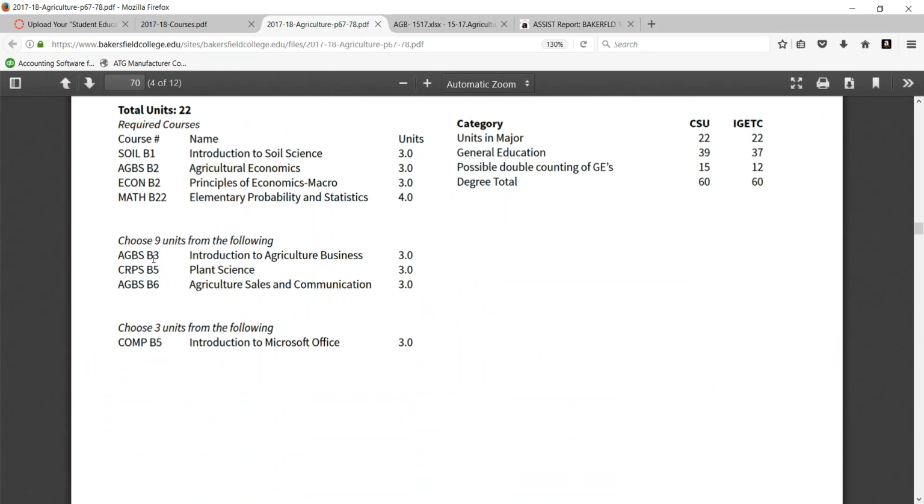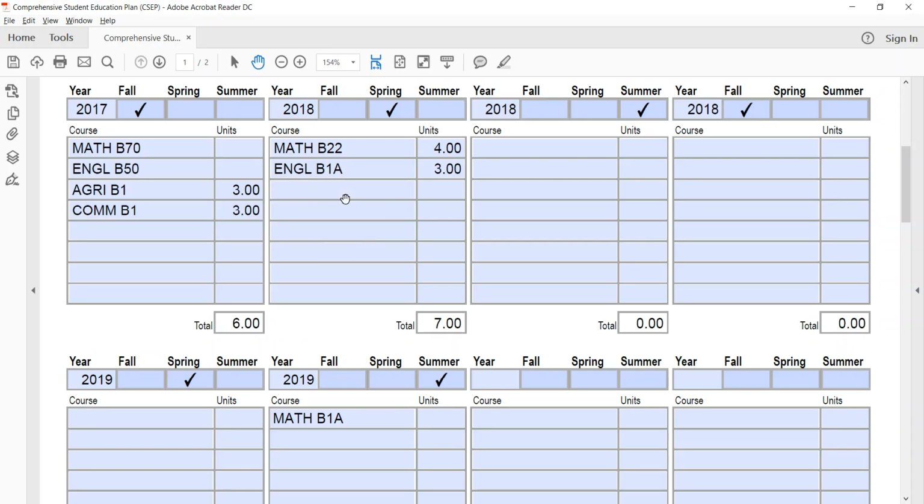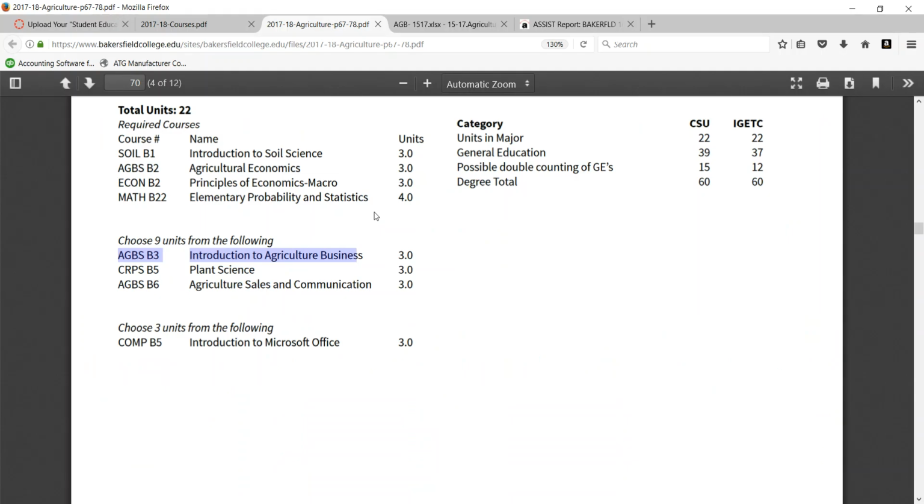With these two classes, these are both transferable level classes, I'm going to look at my major courses and start thinking about some introductory classes for my major. So I'm going to take this Introduction to Ag Business class. So that's AGBSB3. That is also a 3-unit class.